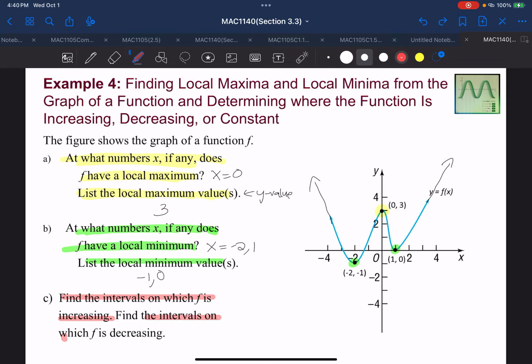Let me actually use different colors. I'll use red for increasing. So our function is increasing from here to here, and then here off to infinity. So for increasing intervals, the first one would start at -2 and stop at 0. And then the second one starts at x equals 1 and goes off to infinity.